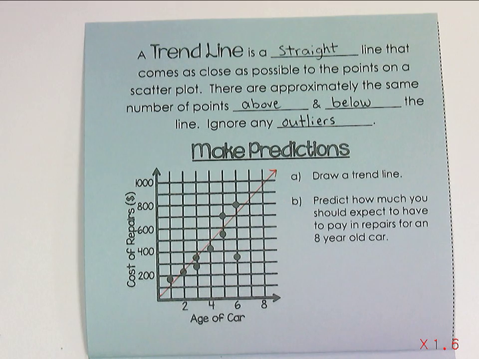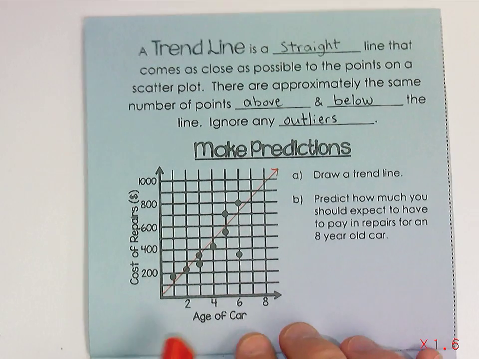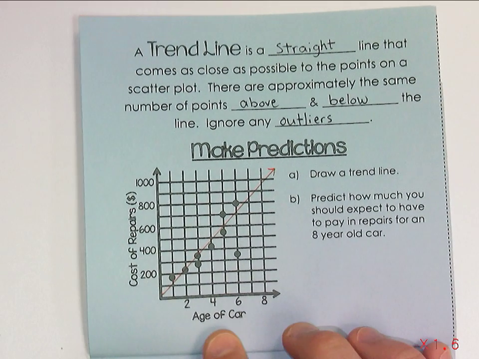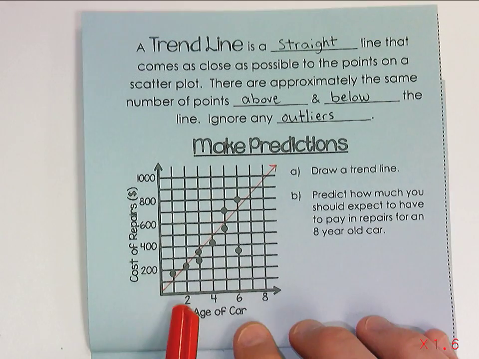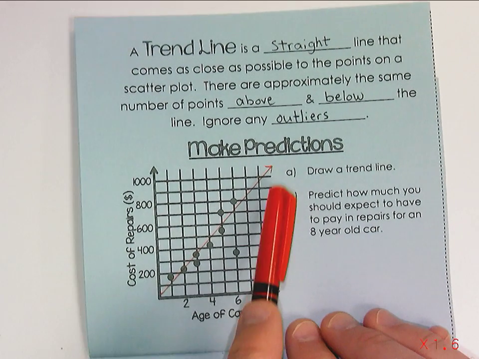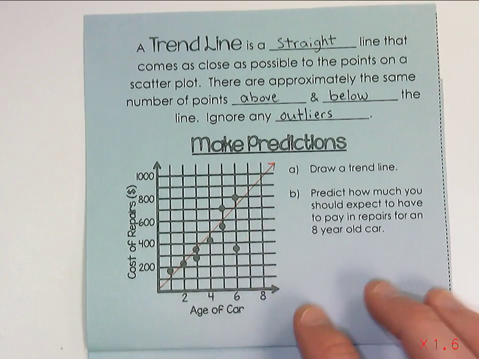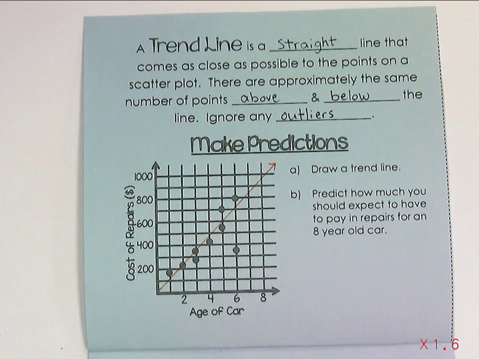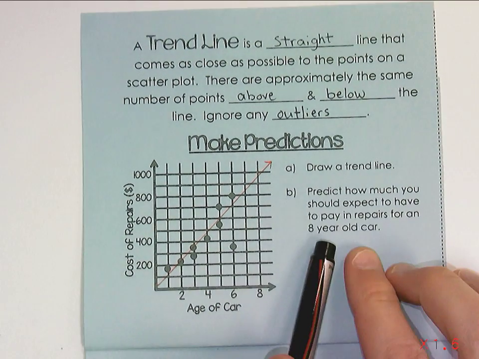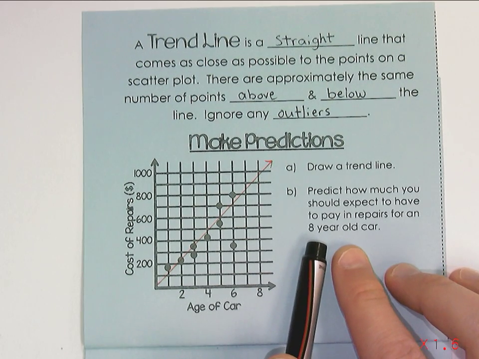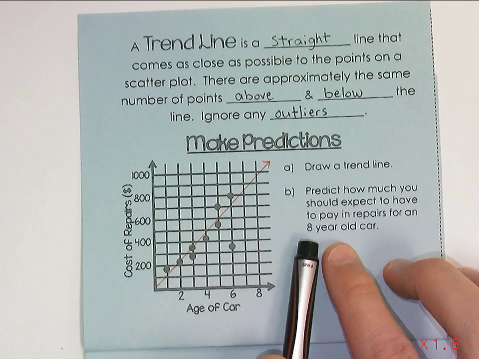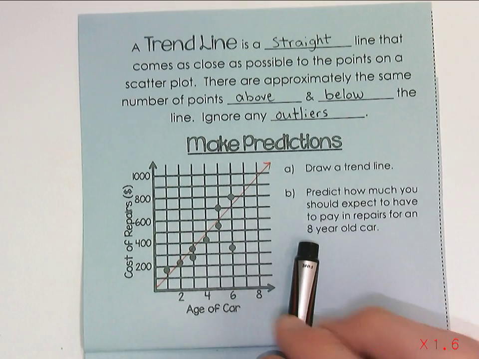It says predict how much you should expect to have to pay in repairs for an 8-year-old car. So as we can see, we're looking at age of car and cost of repairs. This has a positive association. So what it's telling me is the older the car, the more cost the repairs will be. So in this case, if we're looking at 8 years, this would be called extrapolating. So we're looking outside of the data. We're looking further outside of what we're given.